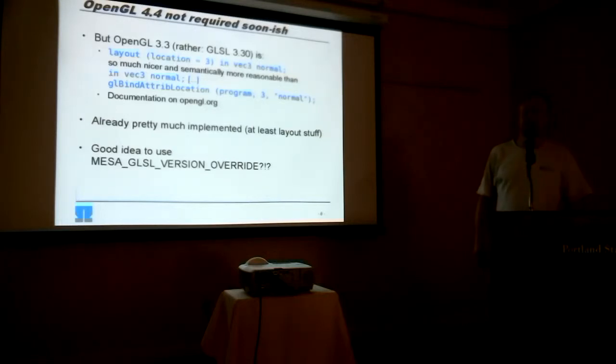And the more important thing is probably that the documentation on opengl.org is really only useful for 3.30 and up. The specs are there, but no quick references and so on. Actually, it's pretty much implemented as far as I understand, but it's just not exported to the user space. So if I choose to use GLSL version override to 3.30, then I should actually be able to do that. Is that correct?